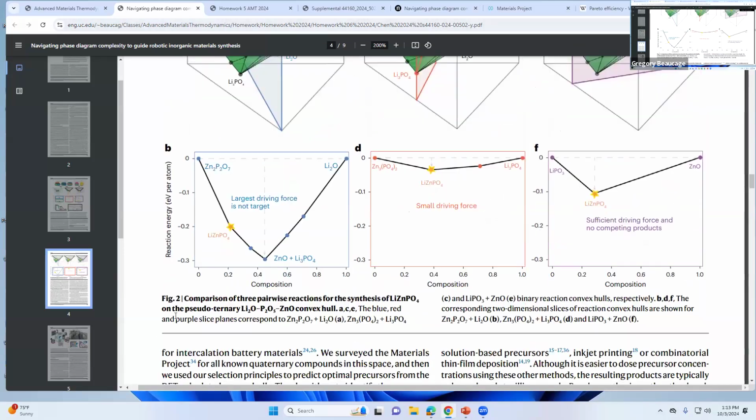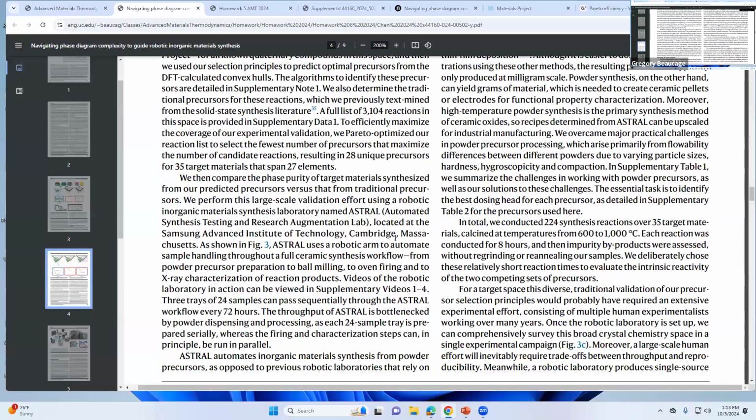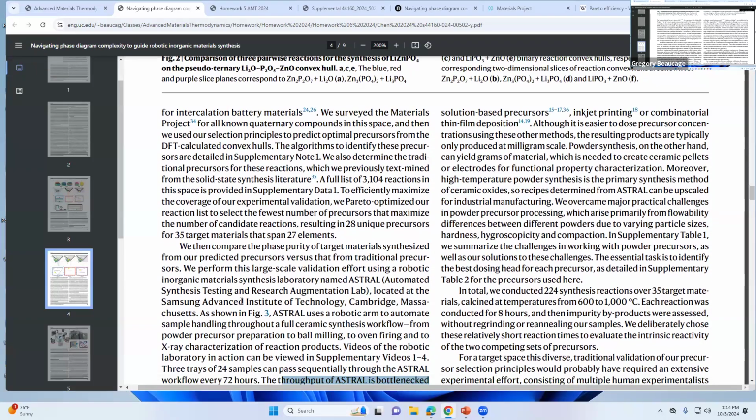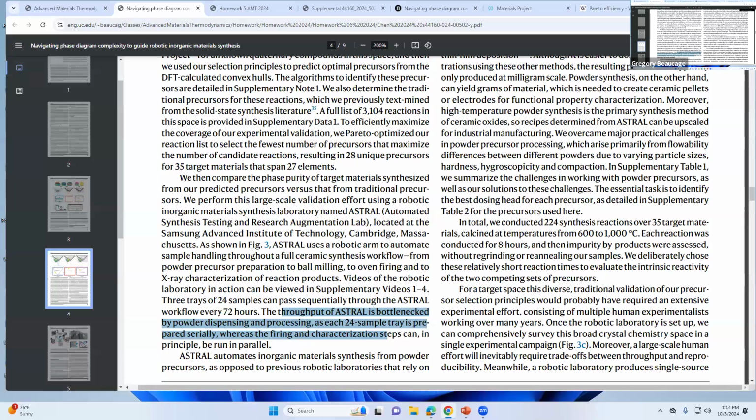Then somewhere here he says, this is his Astral robot lab that he's somehow borrowing, I think. So let's see what he says. The 3 trays of 24 samples can pass sequentially through Astral every 72 hours. Powder dispensing is the bottleneck, and 24 sample trays are prepared serially, whereas the firing and characterization steps can be run in parallel. So that's kind of hints on how to use the Astral thing.